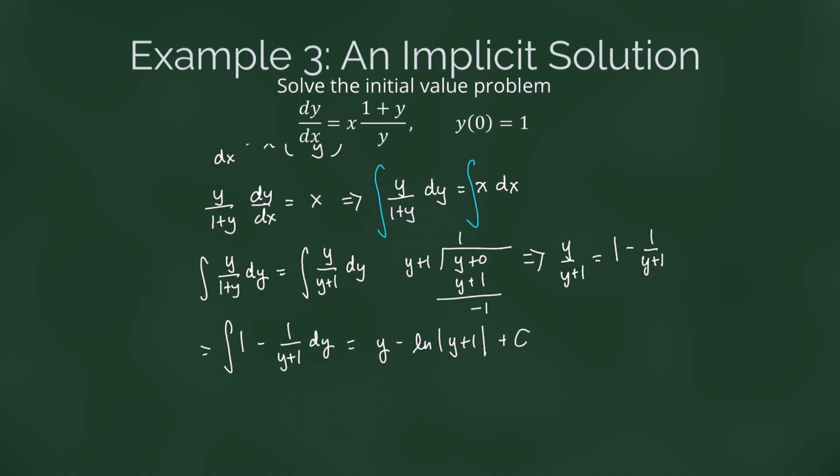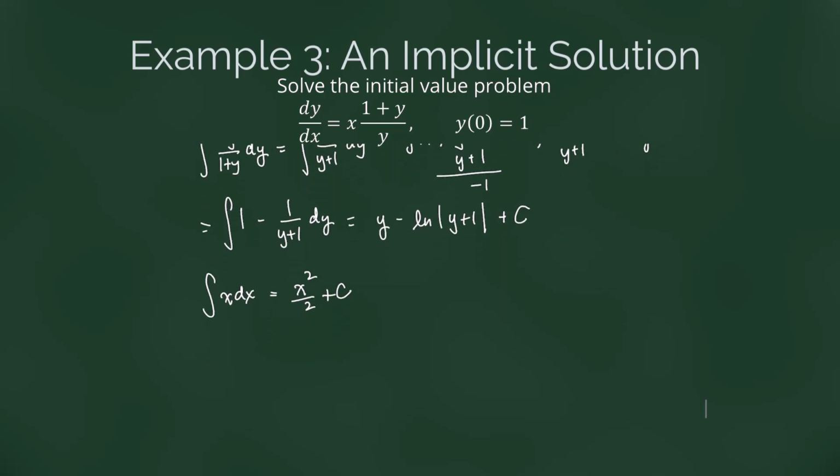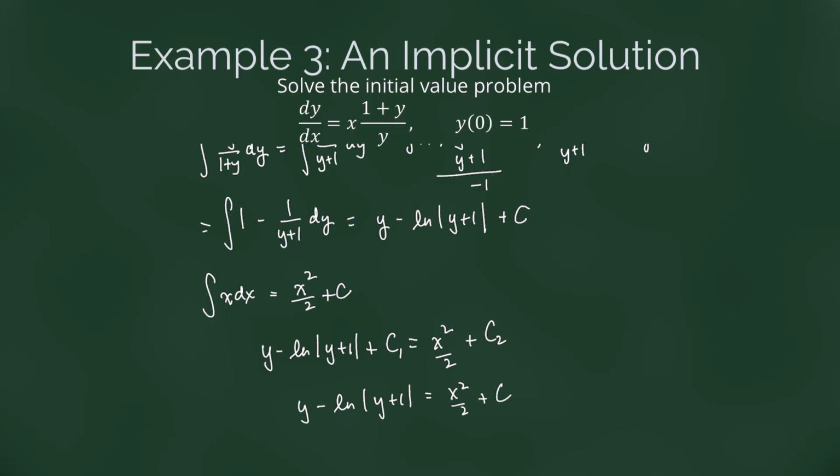And we have some constant c there. Now let's look at the right-hand side. This one's easier. The antiderivative of x dx is x squared over 2 plus c. So what we end up with is that y minus the natural log of the absolute value of y plus 1 plus some constant c1 is equal to x squared over 2 plus some constant c2. We can combine the two constants together to get that y minus the natural log of the absolute value of y plus 1 is equal to x squared over 2 plus c.